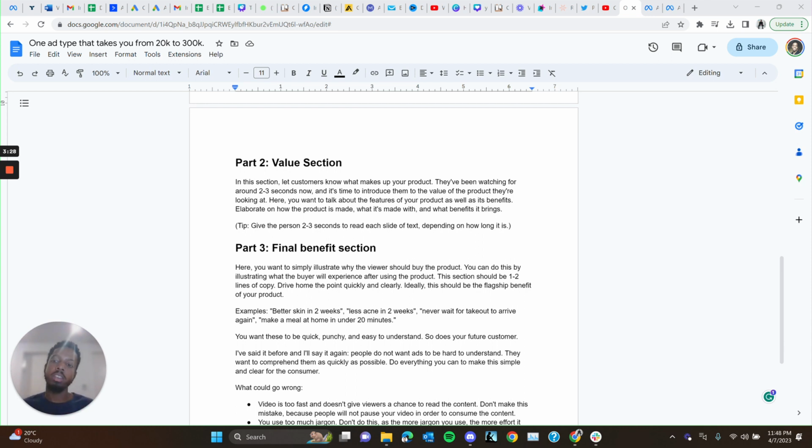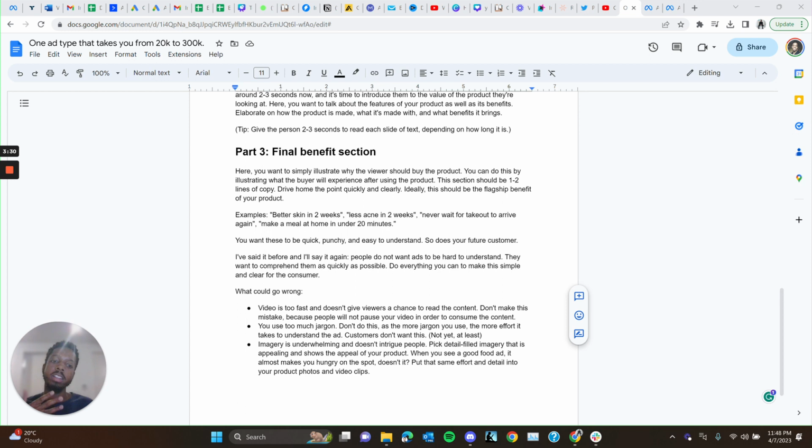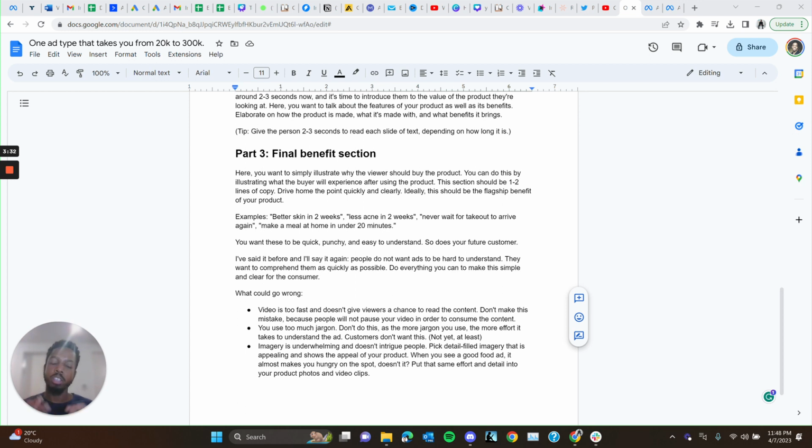Part three is the final benefit section. This is another section where you essentially want to just display the benefits of those features in front of the person. So for example, better skin in 2 weeks, less acne in 2 weeks, make a meal at home in 20 minutes, quick, punchy, easy to understand, and you want this benefit to be simple, all right?